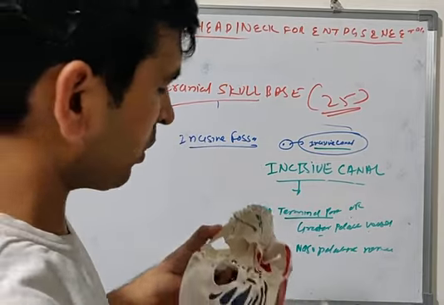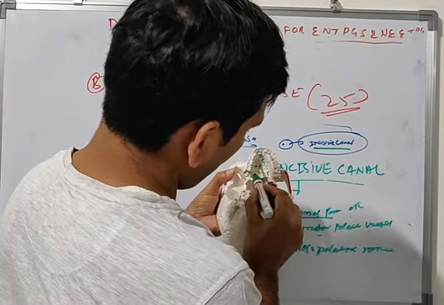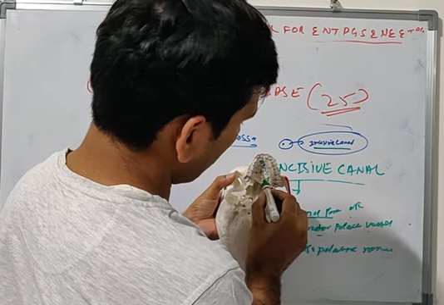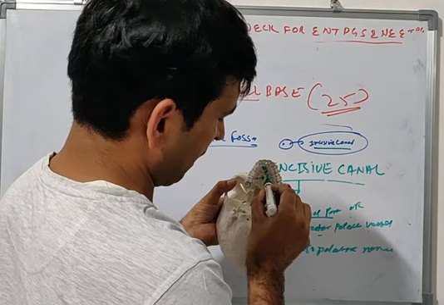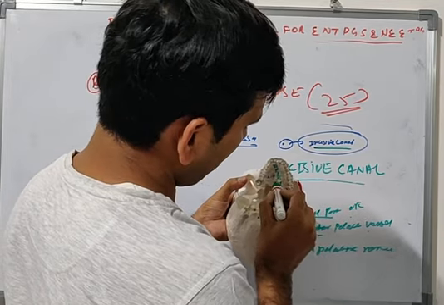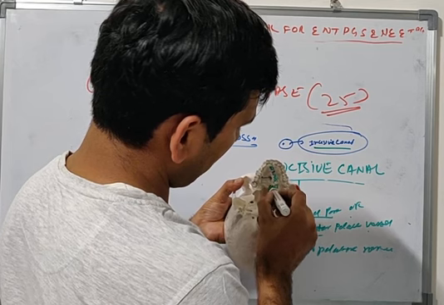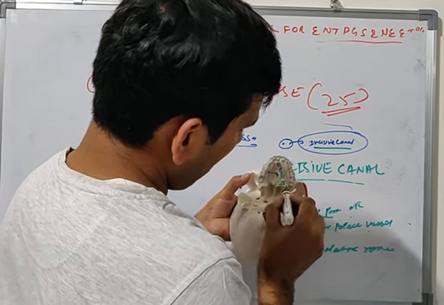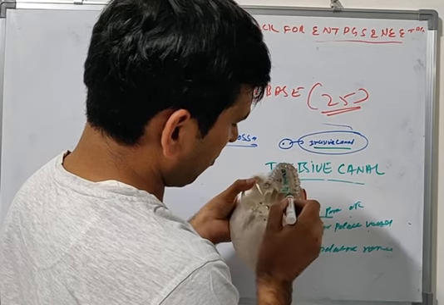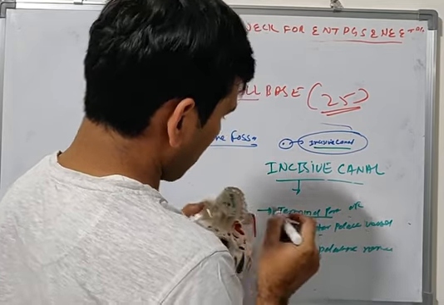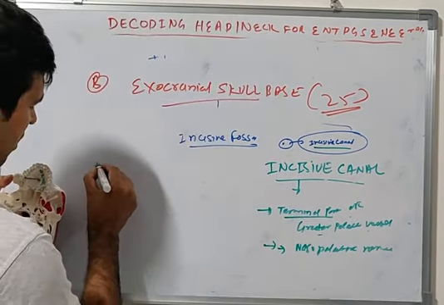This is the incisive fossa. This is the palatine bone, the horizontal process of the palatine bone. This is the palatine process of the maxillary bone. In between you see the palatomaxillary suture, the intermaxillary suture, and the interpalatine suture. This is the horizontal part of the palatine bone. Here, one foramen on each side is called the greater palatine foramen.